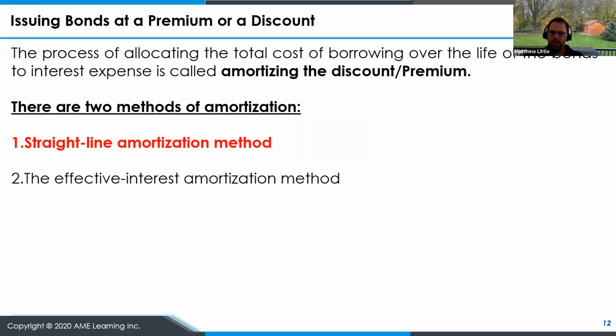All right, so now we're going to talk about premiums and discounts, where market rate and the interest rate being paid on the bond are different. And there are two different methods on how to amortize that difference, that discount or premium.